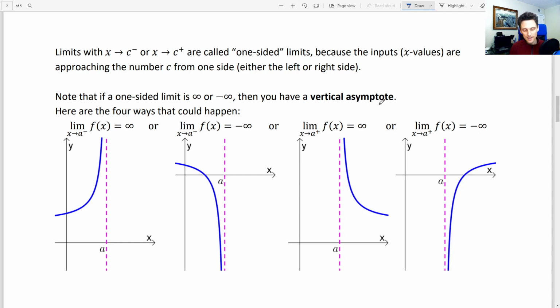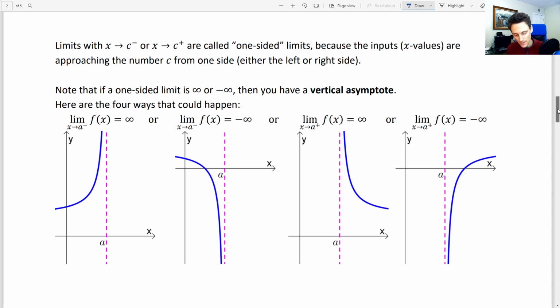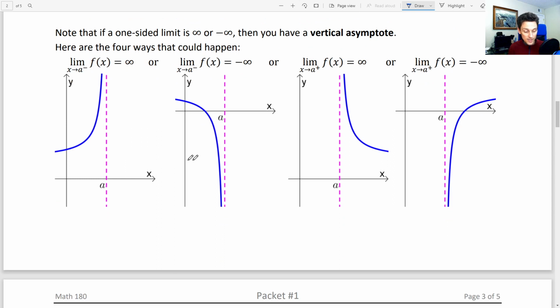This is something that we hinted at in the last part. So here are the four ways that that could happen. You could have the limit as x approaches, now I'm using a constant a to represent the x value that we're approaching. Let's say we approach a from the left and f of x is going to infinity. That means the graph is going up as you get closer to a, and so you're going to have a vertical asymptote at x equals a. Or you could approach a from the left and have the function values fall to negative infinity. In that case, you would also have a vertical asymptote.